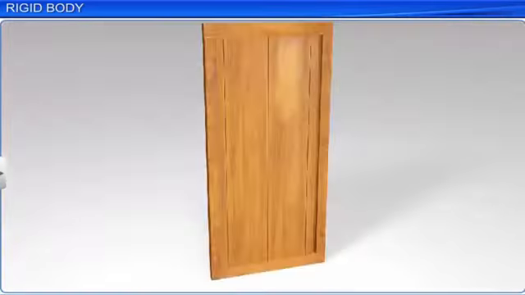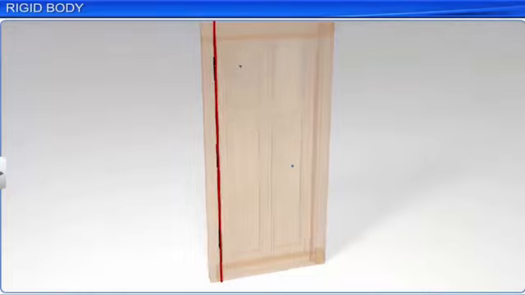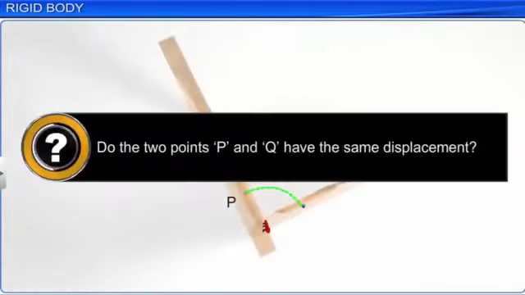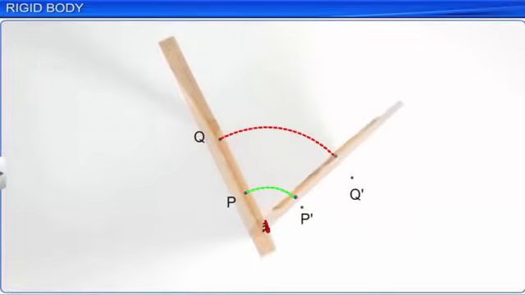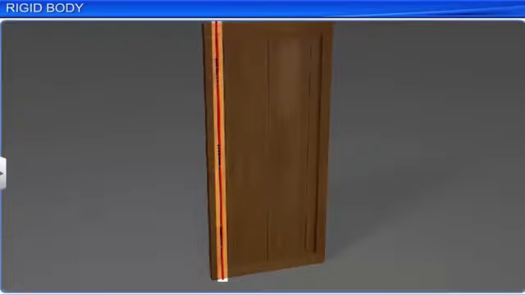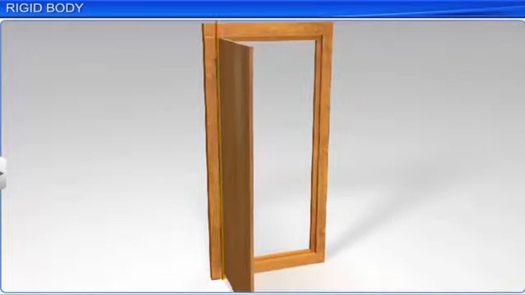Let us consider another rigid body, a door. Mark 2 points P and Q on the door and observe their motions as the door is opened or closed. When the door is in motion, do the 2 points P and Q have the same displacement? Their displacements are not equal. Hence, the motion of the door is not translational. This is known as rotational motion of a rigid body. The door is fixed to a line passing through the hinges. This fixed line about which a rigid body rotates is called the axis of rotation.